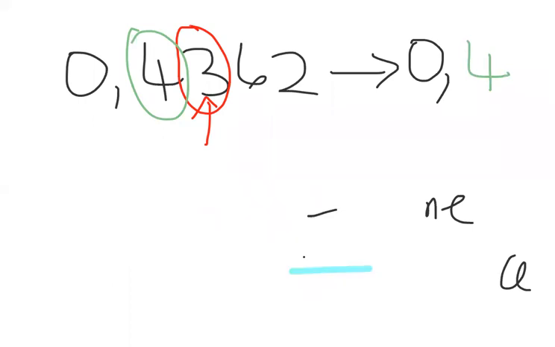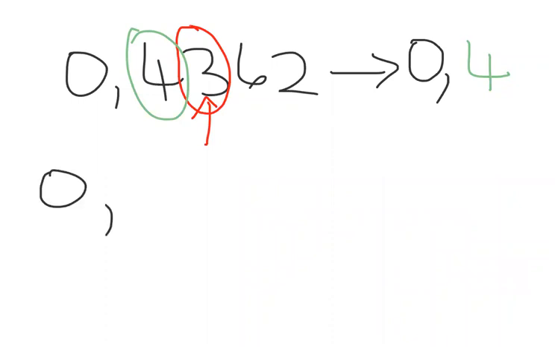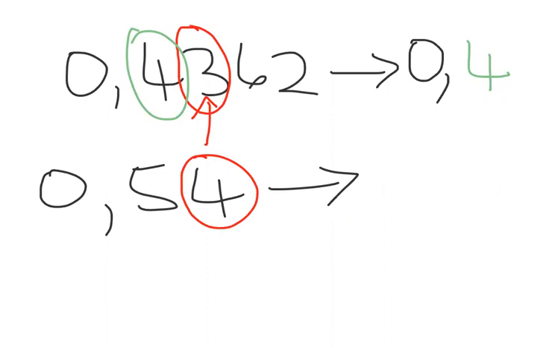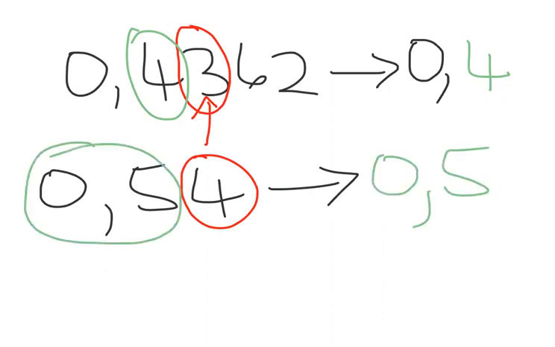Let's just do some more examples. You might have 0,54. What is that going to round to? If you look at 1 decimal place, look at the 4. The 4 is less than the 5. And therefore, this is going to stay 0,5.